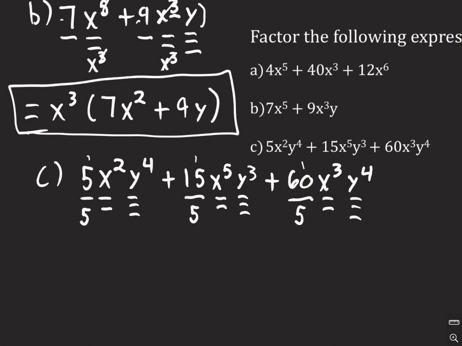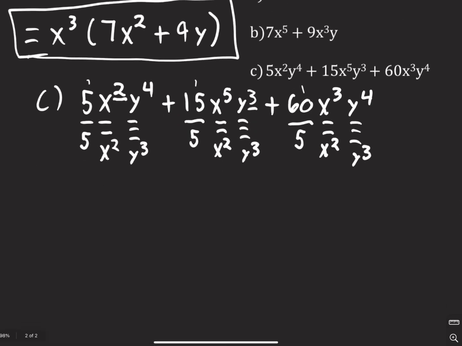Okay, so now on to our x terms. So we have x squared, x to the 5, and x cubed. So we got to look at what our lowest one is. So that'll be the x squared, meaning we can factor out x squared from each of the terms. And now y to the 4, y to the 3, and y to the 4. Well, y to the 3 is our lowest term, so we can factor y cubed or y to the 3 out of each of these terms here. So that means we're factoring out 5x squared y cubed. So this will look like 5x squared y cubed bracket.